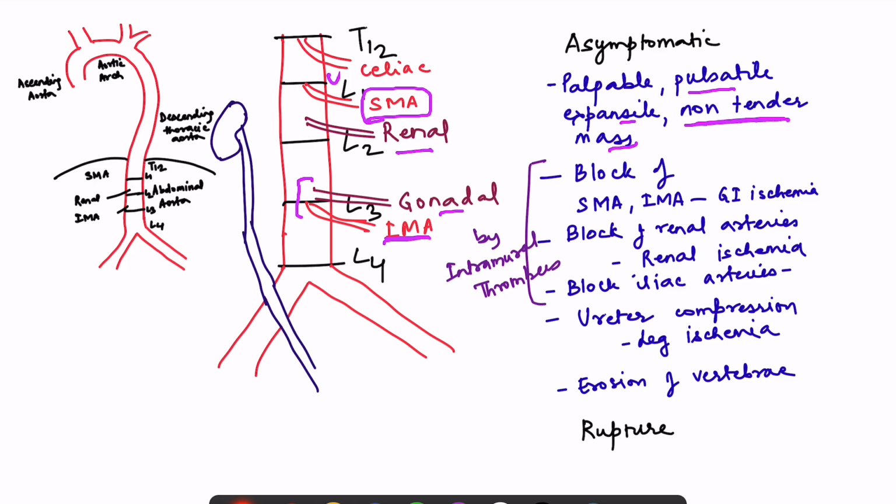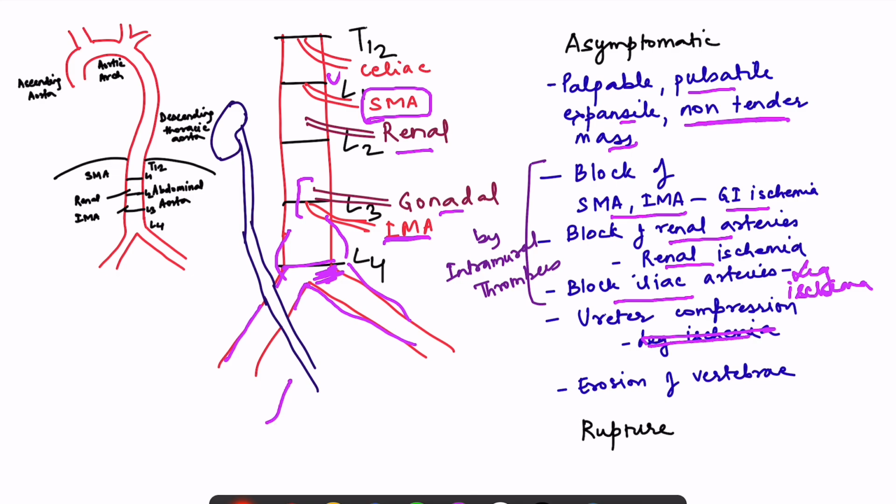Block of the superior mesenteric and inferior mesenteric arteries can lead to GI ischemia. So there will be abdominal pain. Block of the renal artery will lead to renal ischemia, leading to renal failure ultimately. Block of the iliac arteries will lead to leg ischemia, leg pain. Ultimately the abdominal aorta divides into the common iliac arteries at the level of L4. So if the aneurysm extends here and there is a block by the mural thrombi, it will lead to leg ischemia.